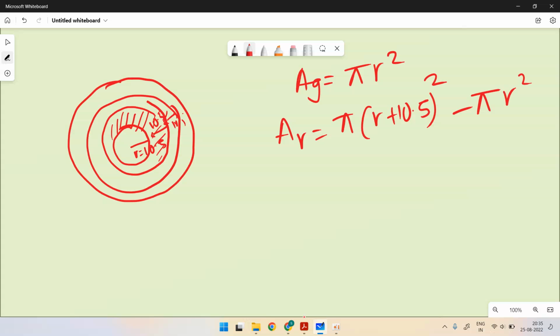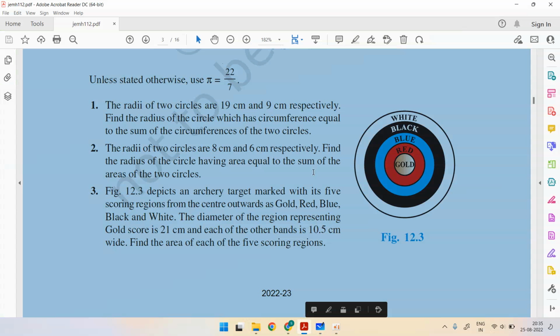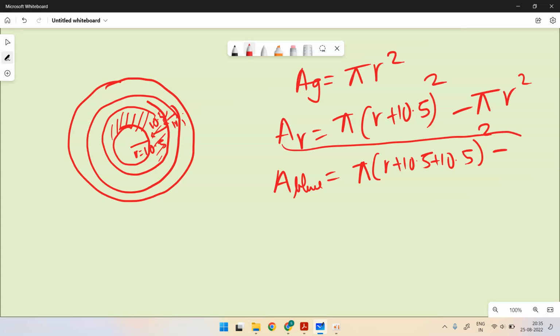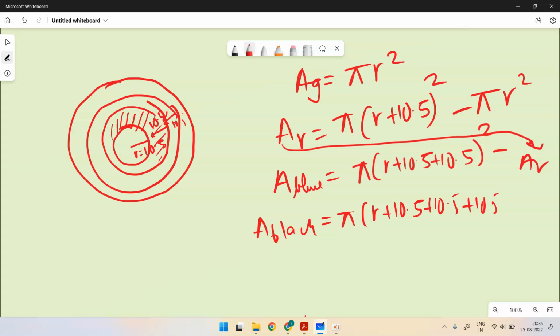Now next, the area of blue is the area of (r plus 10.5 plus 10.5) whole square minus the area of this value. The area of black is equal to pi times (r plus 10.5 plus 10.5 plus 10.5) whole square minus the area of blue.